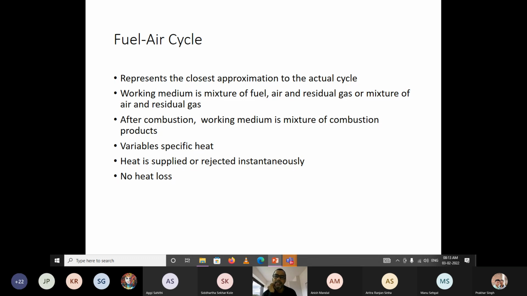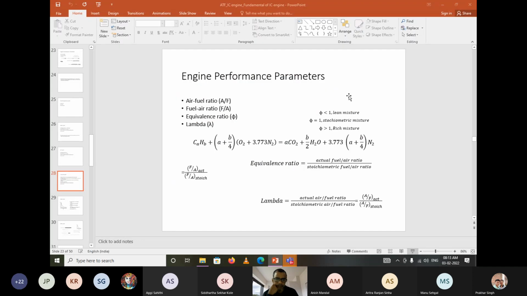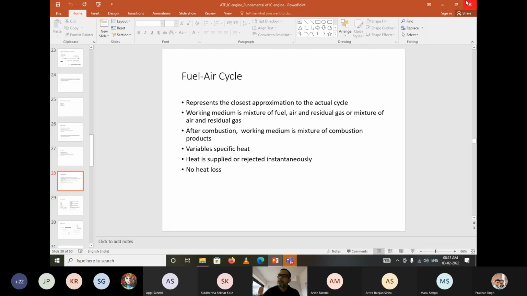In one case, we are considering the working medium to be a mixture of fuel, air, and residual gas. And in the second case, we are considering that the working medium is a mixture of air and residual gas only. So why is it happening like that? In which condition is it going to be true? Anyone? In two cycle. What is? Post combustion.